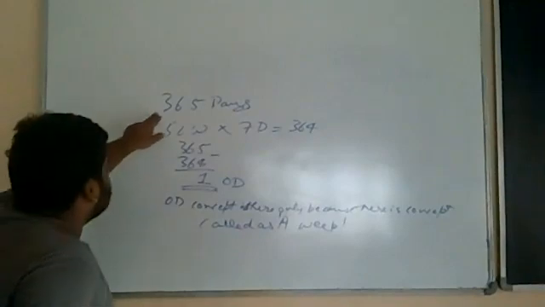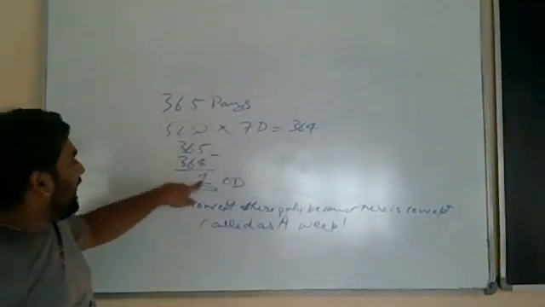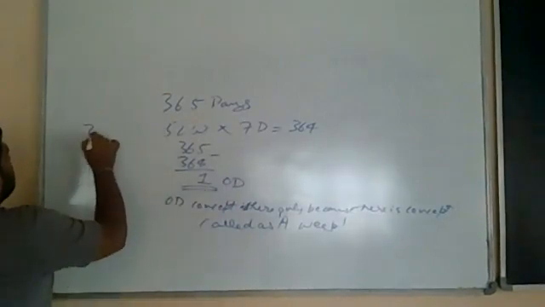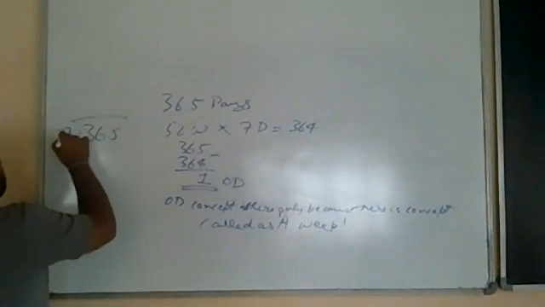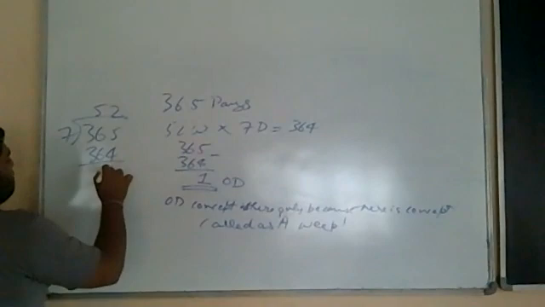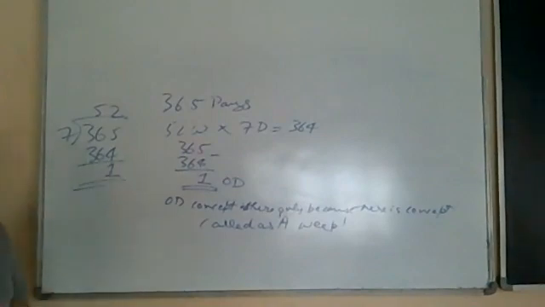I have divided 365 by 7. That is why the remainder is 1. The quotient is 52 and the remainder is 1. Why 52 weeks? 365 divided by 7 gives 52 as the quotient. 52 times 7 is 364, so 1 will be the remainder.